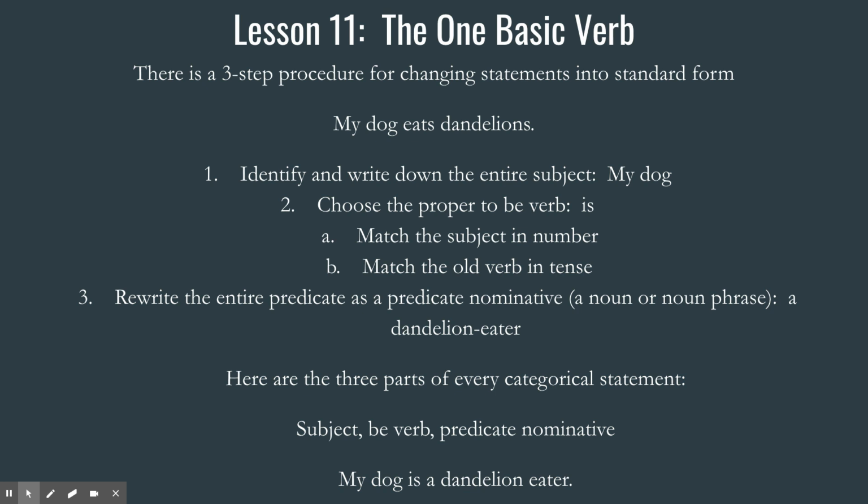Now, again, that's not a very complicated process. You're going to come up with some pretty weird sentences. But that means you probably did it right. Because certainly if you turned in a paper for Mr. Lightheart that said my dog is a dandelion eater, he would put a big red line through that, hand it back to you and say, reword that sentence. That's awkward. Yes, it is. But for logic, that's exactly what we're going for. Subject, to be verb, predicate nominative.